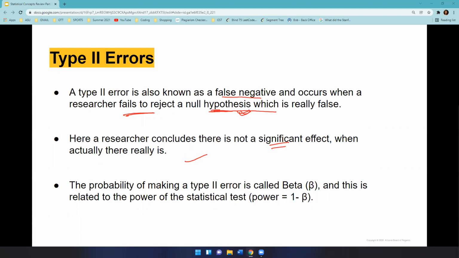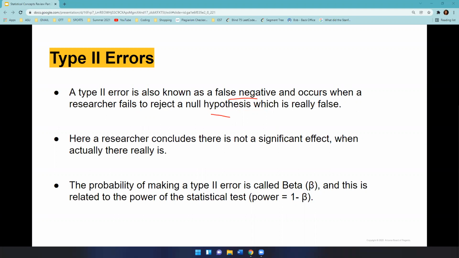And then we have type 2 errors. Type 2 error is the opposite, known as a false negative, and occurs when a researcher fails to reject a null hypothesis. Basically, when the null hypothesis is false and you fail to reject it, you make a type 2 error. The null hypothesis was false, but you failed to reject it. So that is type 2 error.